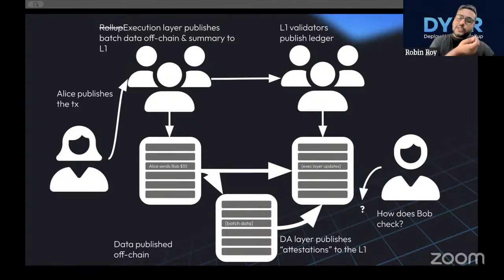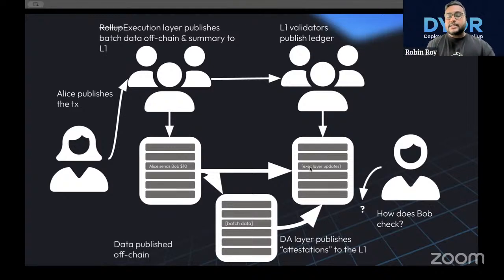And the DA layer basically posts attestations back to the L1. Think of it like a proof or an attestation saying, "Hey, I have this data." Whatever execution has been done by this rollup, the data is sent to the DA layer, and then you have the execution layer updates. If it's a ZK proof, the proof is sent.